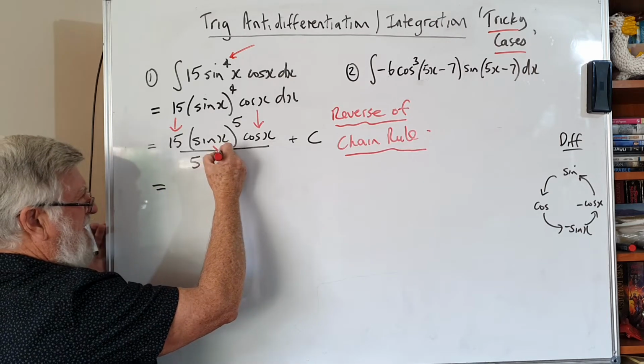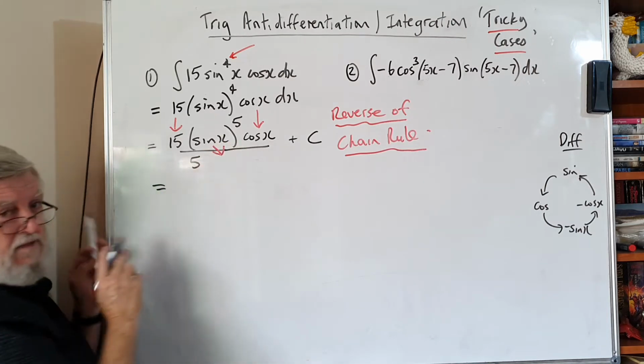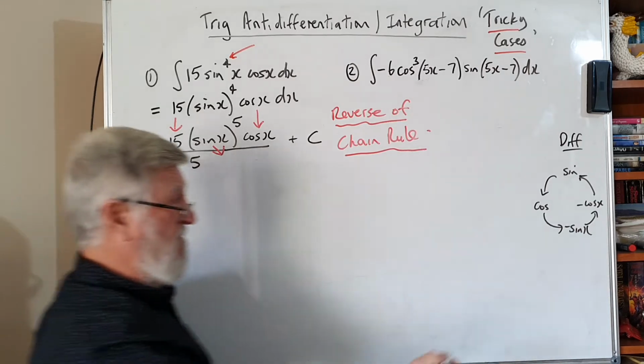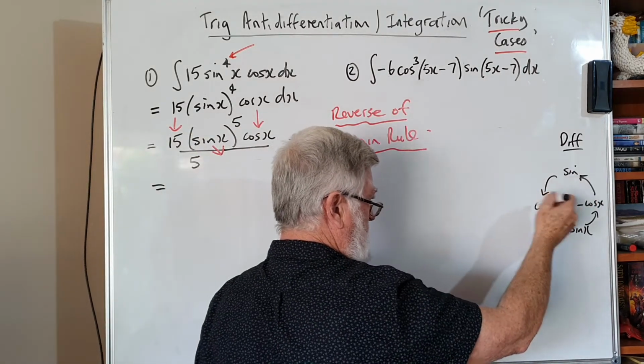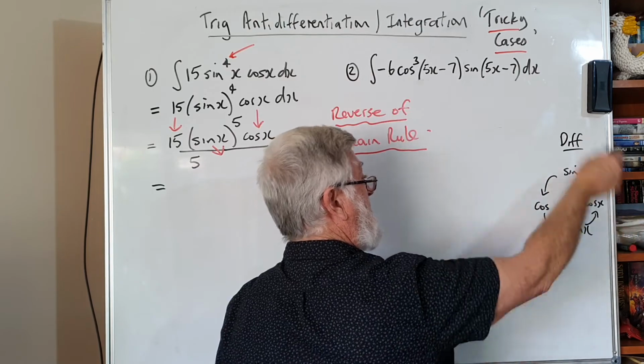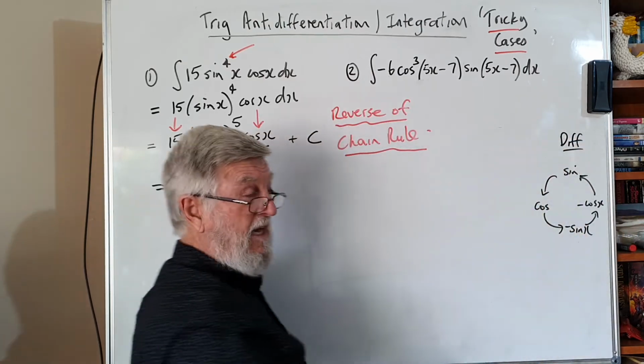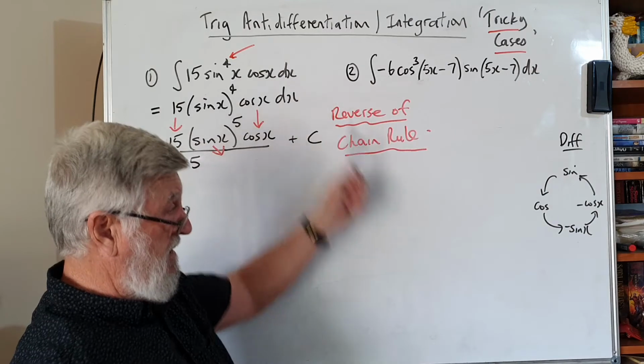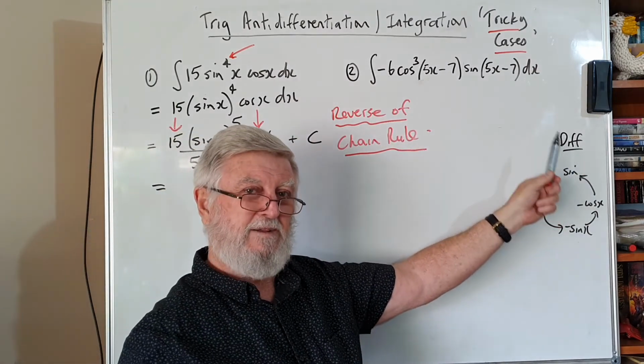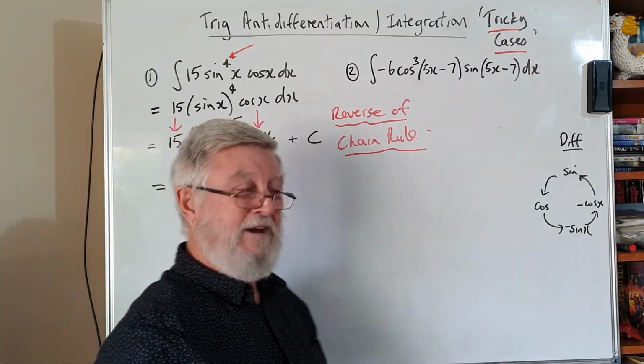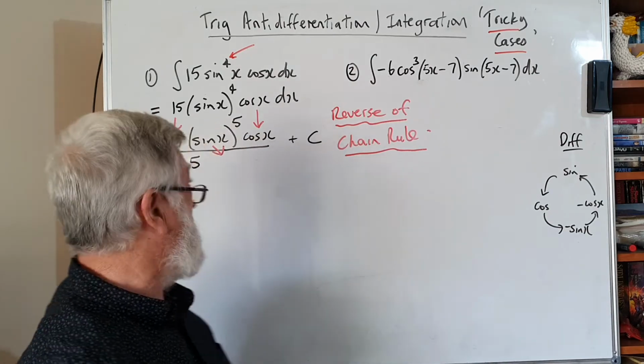Now, we've got to get the derivative of the inside. So what's the derivative of sine x? And over here I've got my little circle. Sine x becomes cos, cos becomes minus sine, minus, and so on. And you can go around if you differentiate. Interesting part in the middle of integrating, we are differentiating, which is we're undoing the process of what would have happened if we were differentiating.